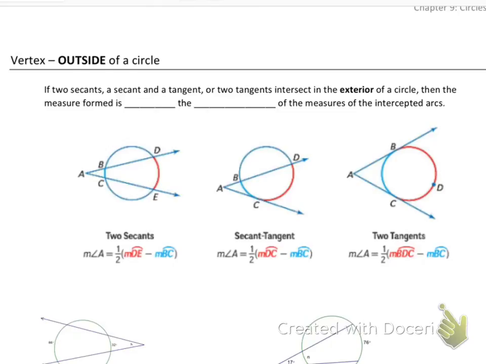Speaking of two tangents, if two tangents intersect out here, what do I know about this distance and this distance? What was that, Nicholas? It's equal. They're equal. They're congruent. Don't forget about that.